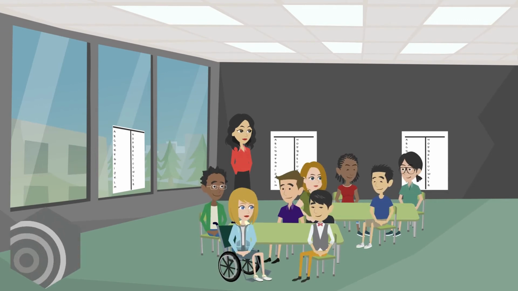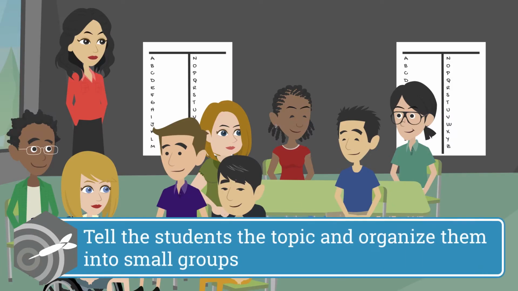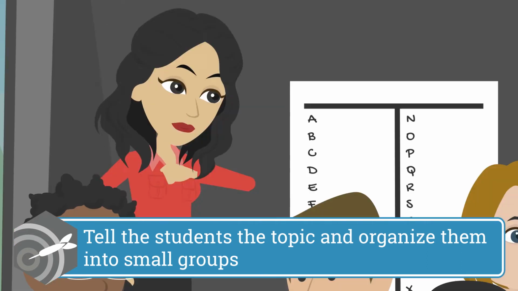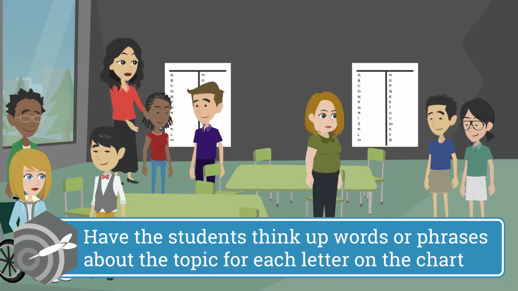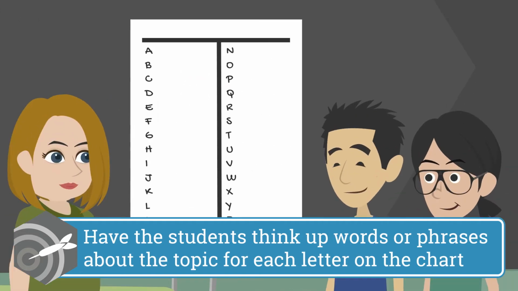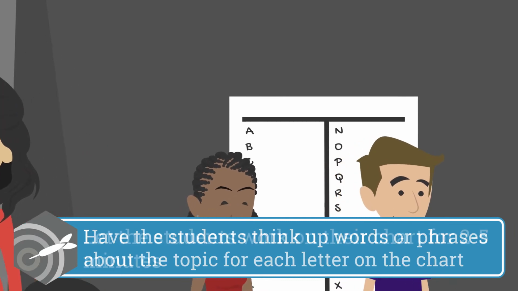When you begin the strategy that day, tell the students they'll be working in small groups, moving around a series of charts every 5 minutes. Tell them the topic and organize students into their small groups. Tell them that based on what they already know, they should think up words or phrases about the topic and match them to each letter on the chart. Then, give each group a marker and tell them to move to a chart and begin.